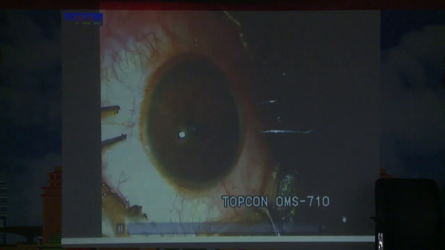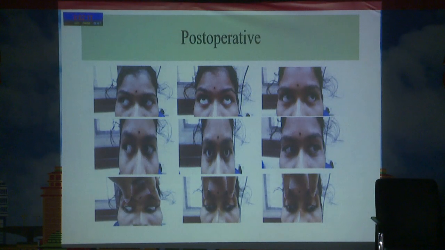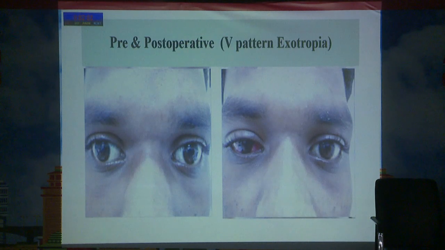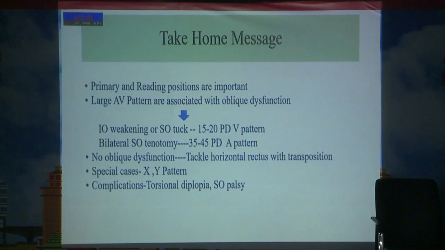So this is the post-op picture of the patient who presented with a V exotropia, and she's quite fine both in up gaze and down gaze. This is another boy who presented with more than 50 prisms with V pattern, and this is the first week post-op of the case, which did not have an inferior oblique, but did well in these cases. But if you are having an inferior oblique, you have to tackle the inferior oblique in that case.